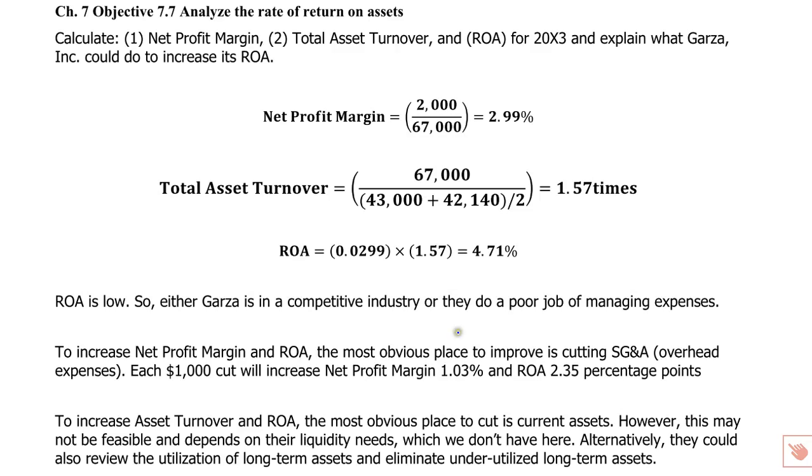But we'll flip up and we do some interpreting. So the net profit, it asks to calculate net profit margin, total asset turnover, and ROA. Okay. The net profit margin is 2.99%. That's 2,000 over 67,000. Really not too much to get excited about.